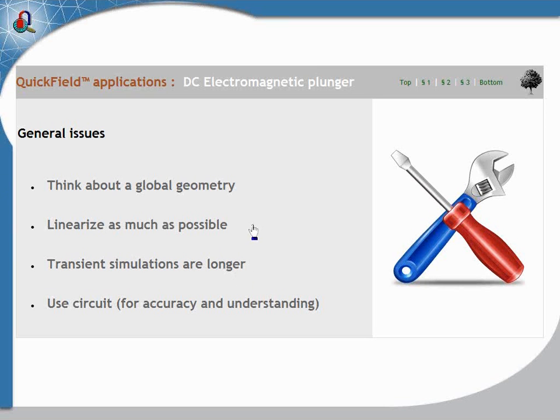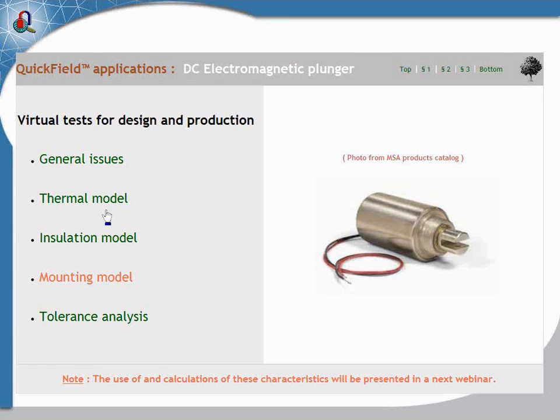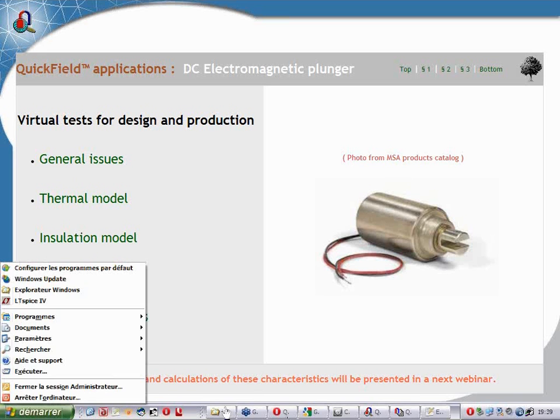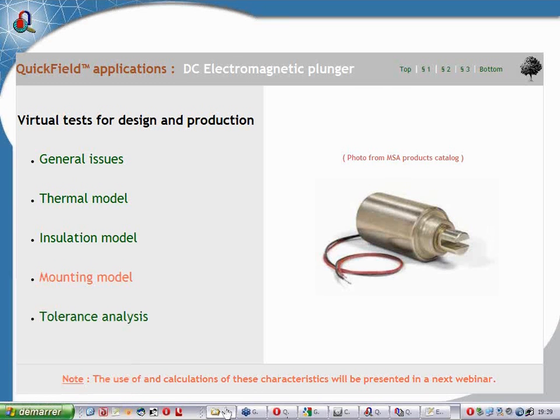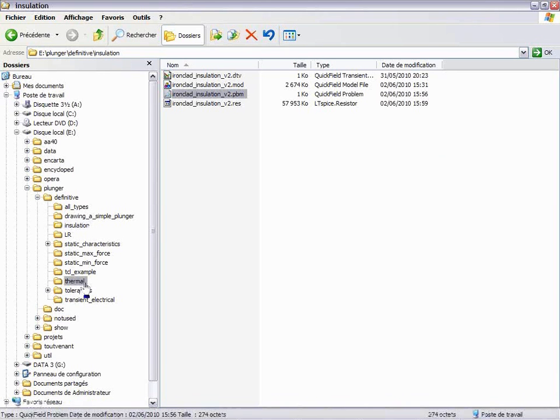Also, don't forget that transient simulations are longer than the DC simulation, because a transient is several simulations but at different time steps. And if possible, just use circuits for your design. Here, the circuit is very simple for a plunger, but when you deal with transformers, for instance, it's very useful to be sure that the accuracy of your model is reached. So, what about thermal simulation?